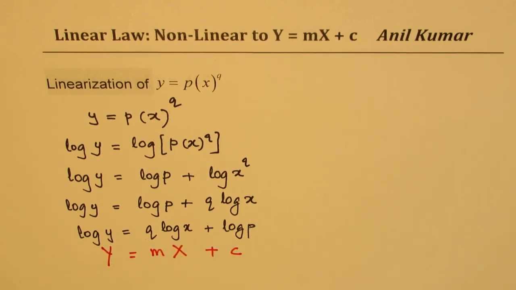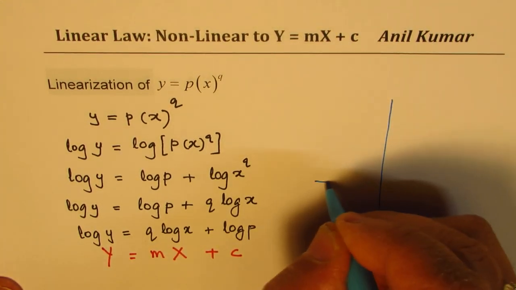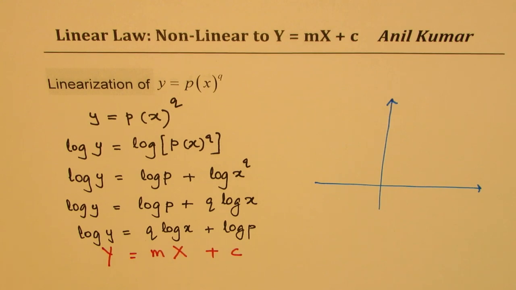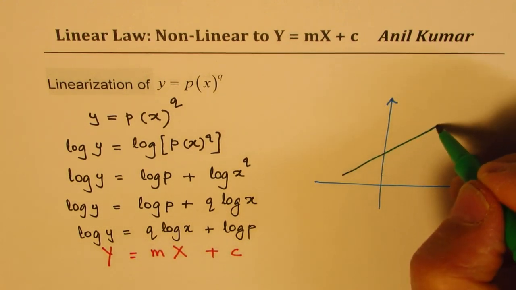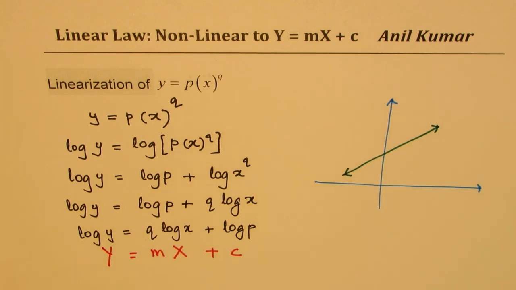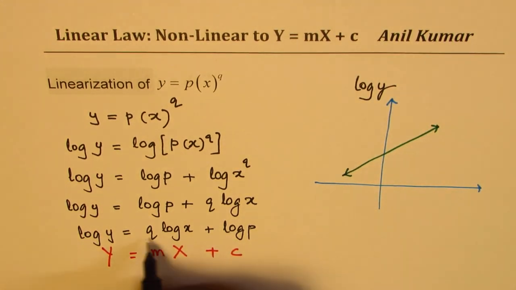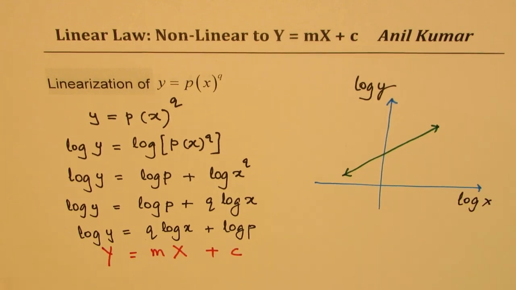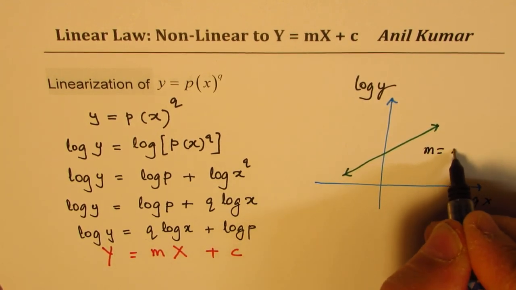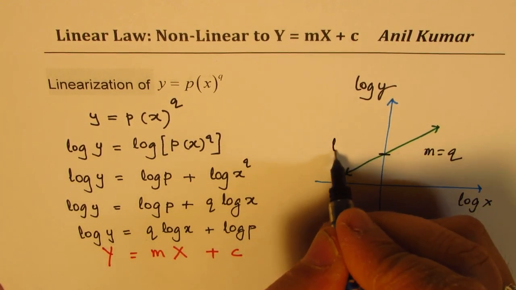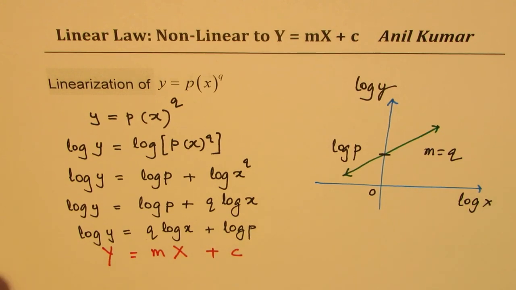Now, you can pause the video and sketch an approximate line with some values. We'll assume everything is positive here, so we will definitely get a straight line, right? The gradient and the y-intercept will depend on these values. So what should I write on the y-axis, the vertical axis? It should be log of y, correct? On the horizontal axis, it should be log of x, correct? Then the gradient m is equal to q, and the y-intercept is log of p. Do you get the idea, right? So that is how we apply the linear law. Is that correct?